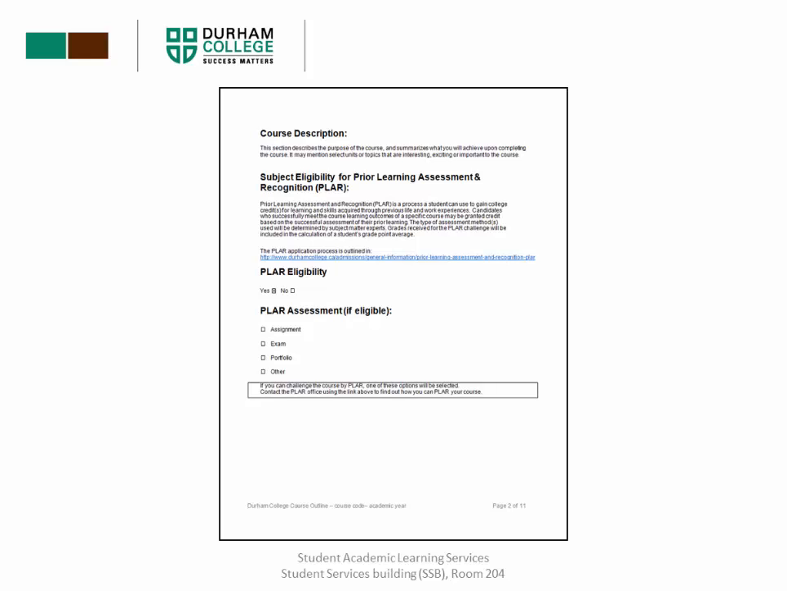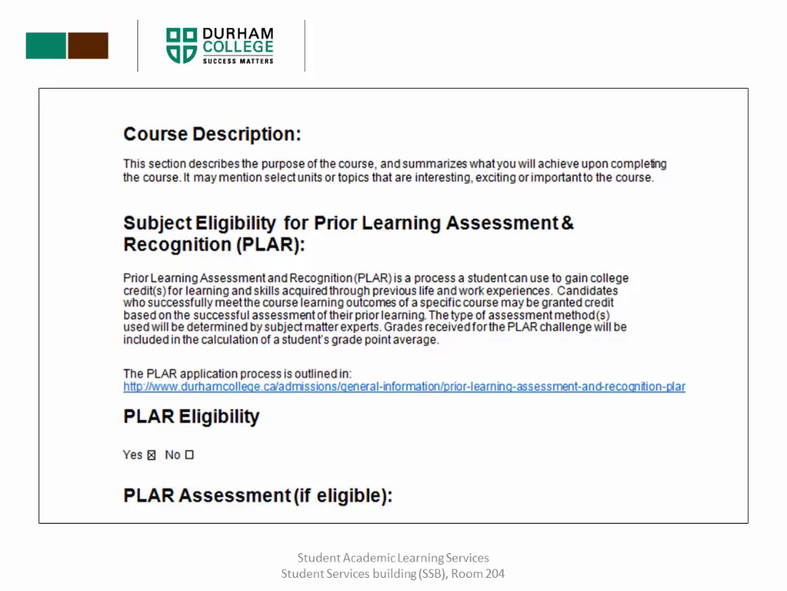Page 2 of the course outline lets you know what you'll get out of taking this course and whether you may be able to be exempted from taking the course. At the top of the page is the course description. The course description summarizes the purpose of the course and may mention topics that are interesting or important.